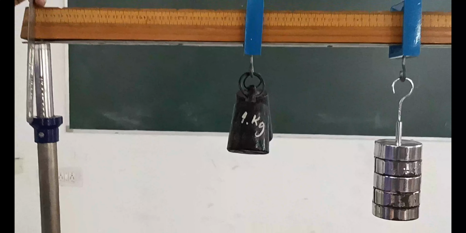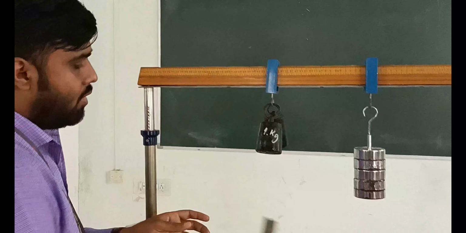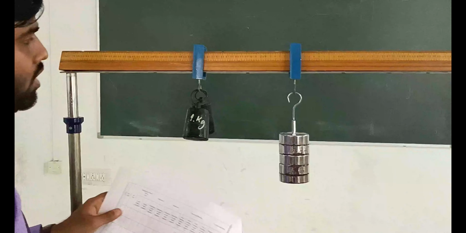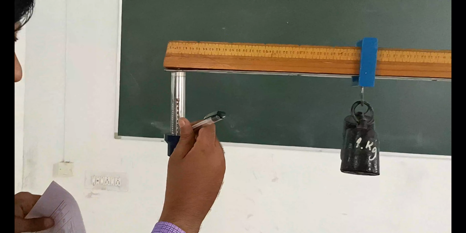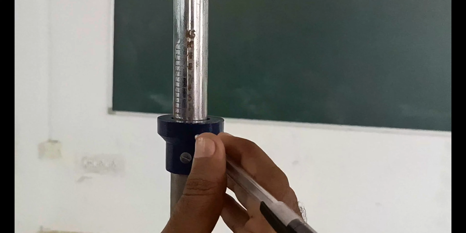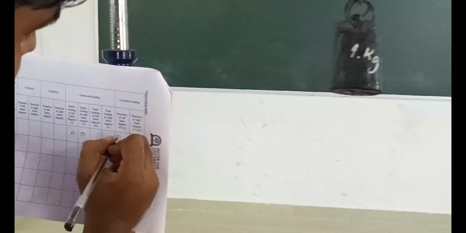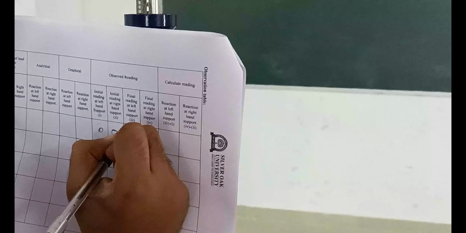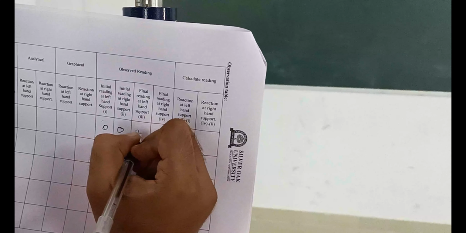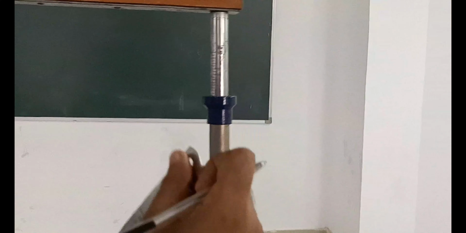We will put these readings in, but before that, we will analyze the reading shown here. It is just before 3, and you can easily identify this line which is still visible. It is quite less than 3, so it will be around 2.9. So the final reading at the left-hand support will be 2.9.